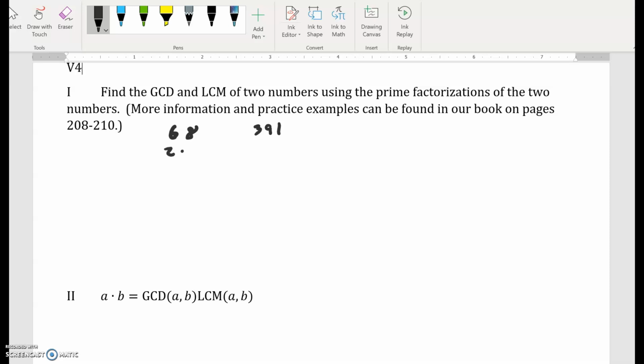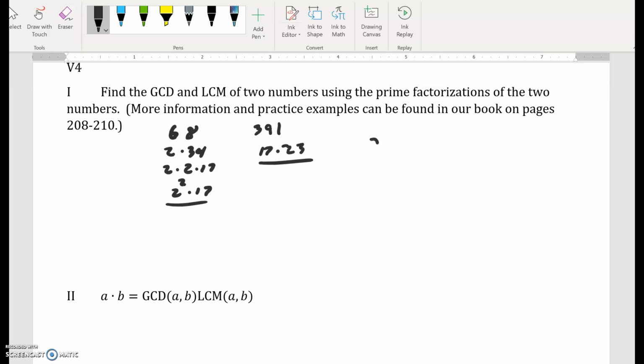68 is 2 times 34. 34 is 2 times 17. We have 2 to the second times 17. 391, I happen to know that 17 goes into it because I built this problem. And I also know that it goes in 23 times. That would take a bit of work for you to find out, maybe with a calculator trying different numbers. So we have the two prime factorizations.